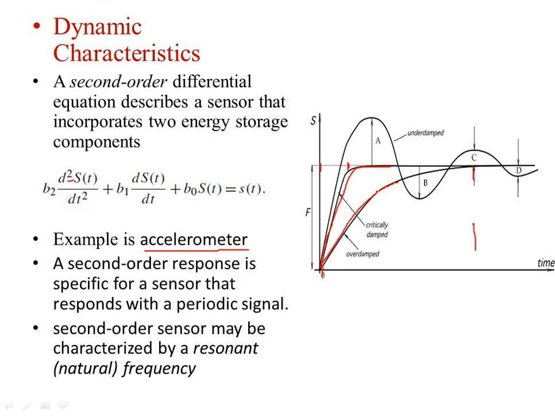So for critically damped, the time required will be less. For over damped, it will be less than under damped. Under damped is creating oscillations, and after a certain time it gets settled down. So most of the time for a resonant frequency, if you are getting it for an accelerometer, then you will be getting such kind of characteristics.